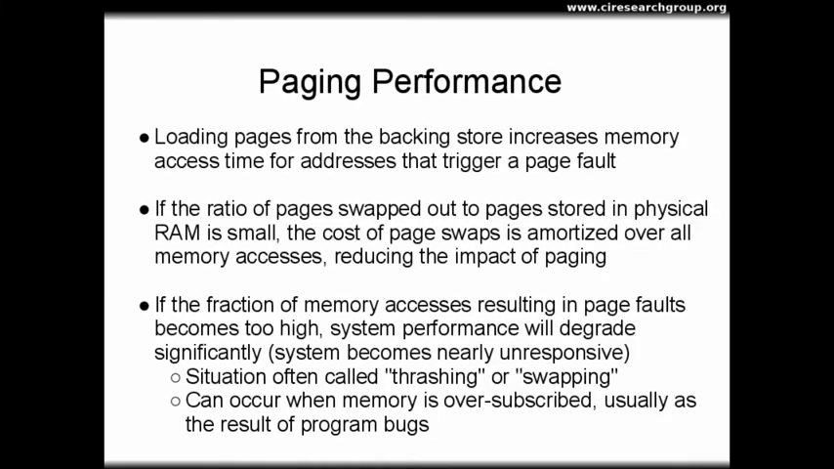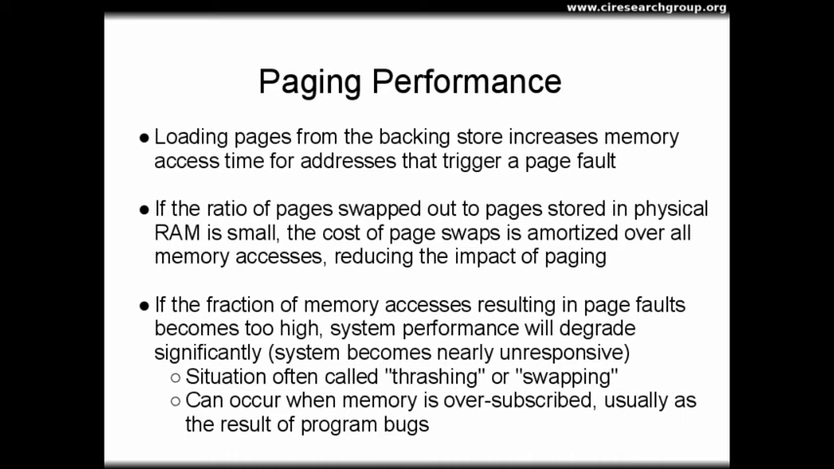Swapping pages to and from a backing store is a relatively slow operation compared to a direct access to RAM, due to the fact that most backing store hardware is several orders of magnitude slower than RAM. Whenever a page fault occurs, the memory access that triggers the page fault will require more time than a non-faulting memory access. As long as the number of pages swapped out to the backing store is relatively small compared to the total number of pages of memory in the system, the performance cost of page swaps is amortized over all memory accesses. As a result, the average memory access time is increased by only a small amount relative to a system that does not swap out pages.